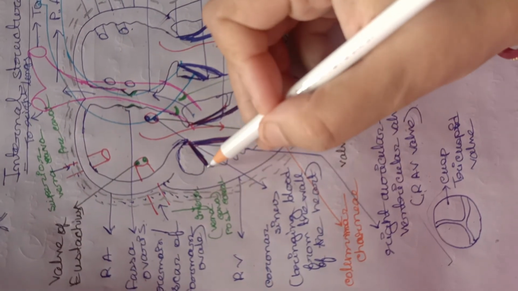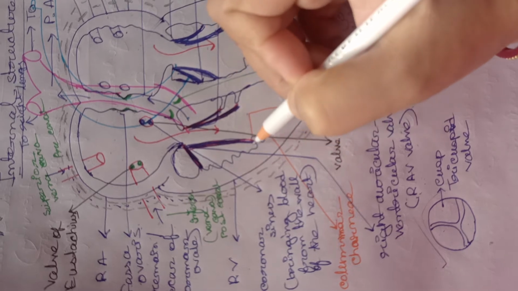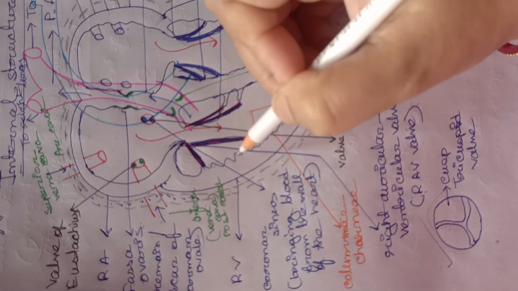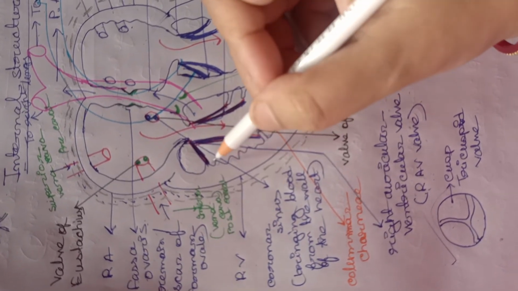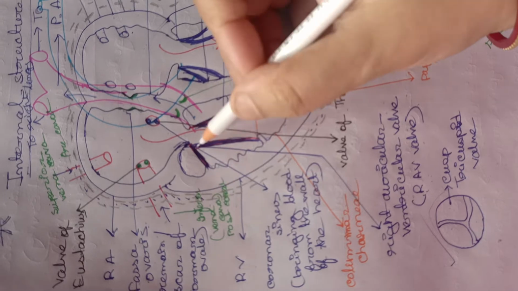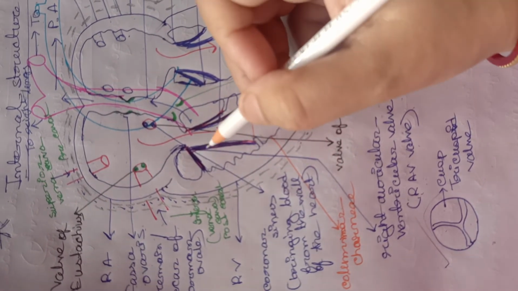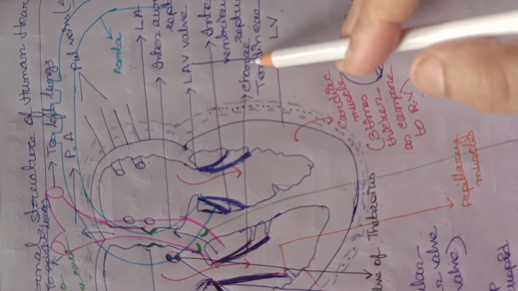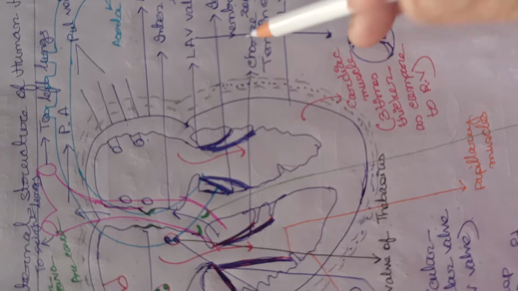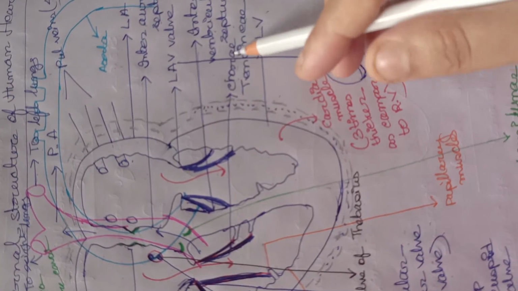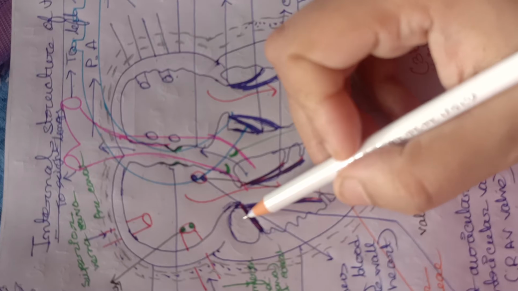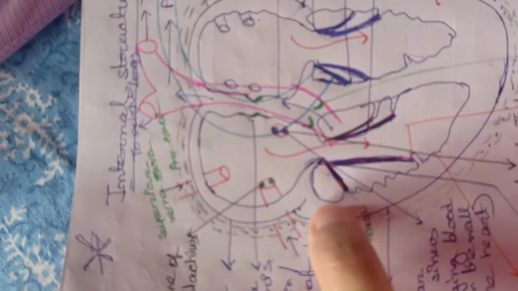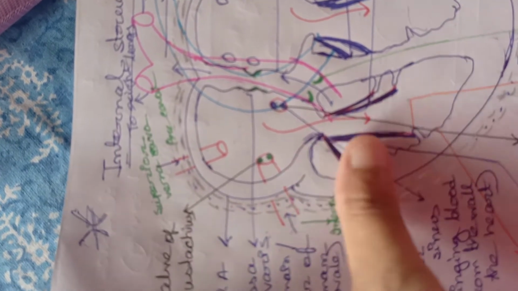Acha, now we will see in the wall there are some depressions. Some depressions are deeper and some are less deep. From here you see some supporting network is present. This we call chordae tendineae. Okay, these chordae tendineae support this tricuspid valve to prevent the backflow.